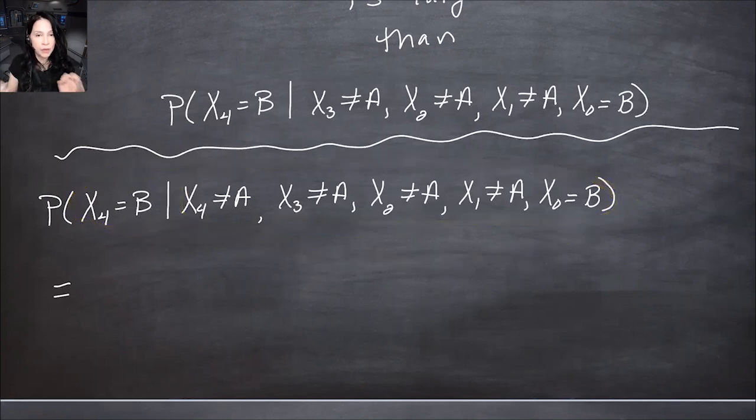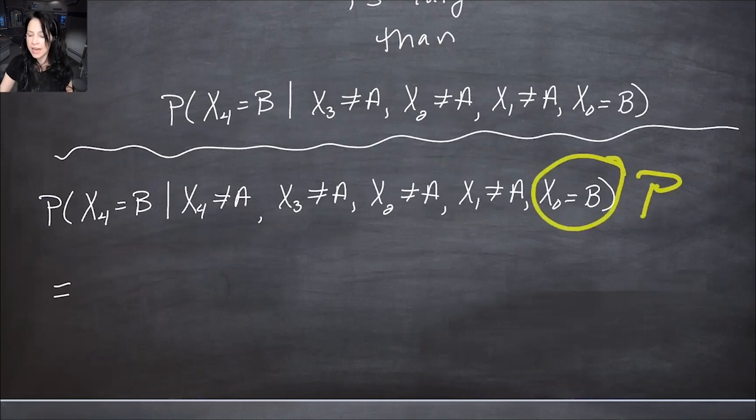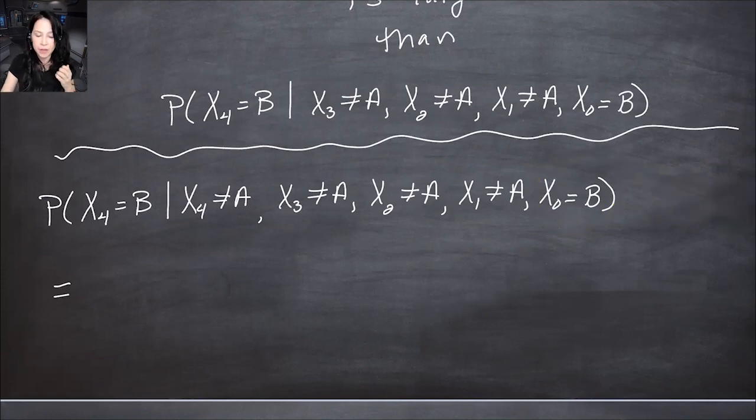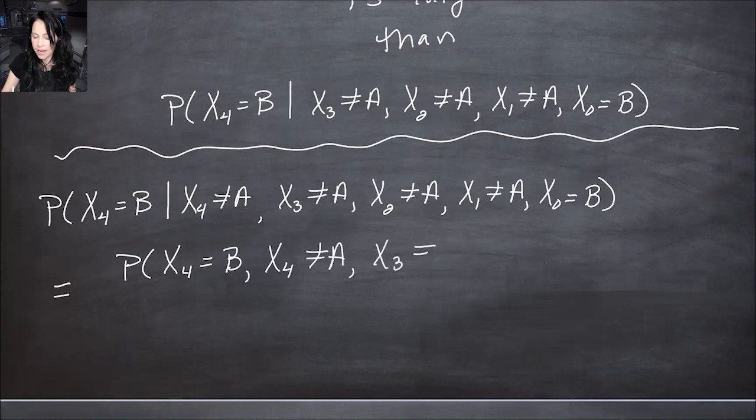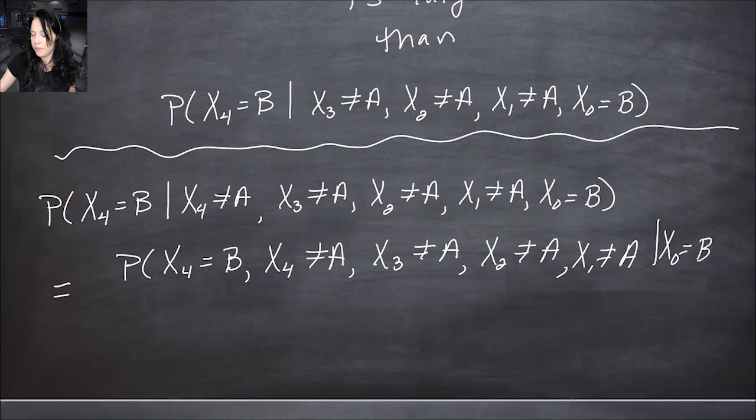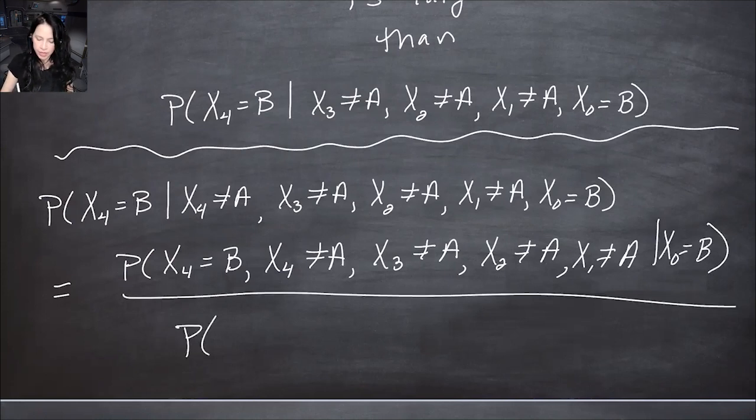I would then rewrite those, unraveling the definition and making both the numerator and denominator into conditional probabilities given x0 equals b times the probability that x0 equals b. But then that cancels from the numerator and denominator. So I claim this is the same thing as the probability x4 is b and x4 is not a, and x3 is not a, x2 is not a, x1 is not a, given x0 is b, over the probability that x4 is not a, x3 is not a.